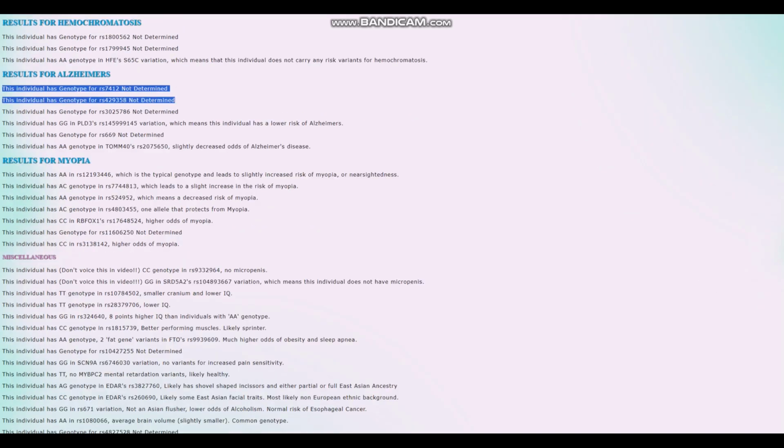Lower odds of Alzheimer's here, but we don't really know what his score for Alzheimer's is without these two genotypes, which are the most important genotypes for Alzheimer's.